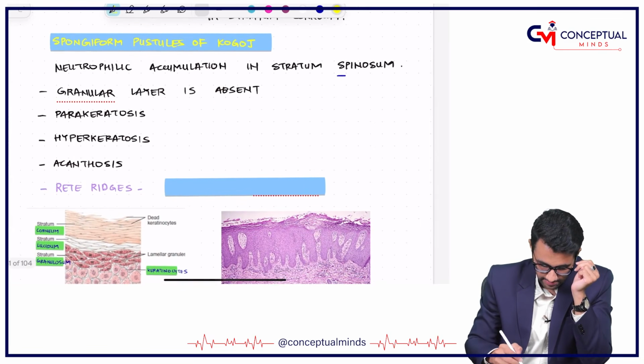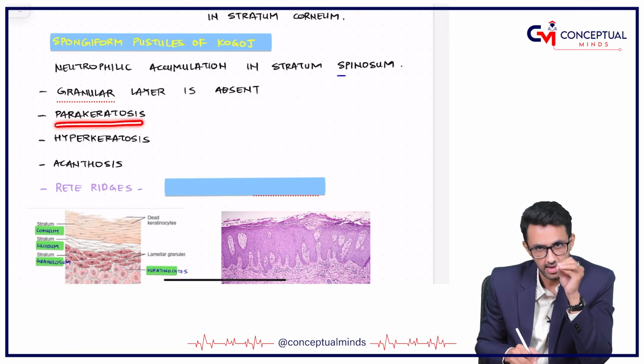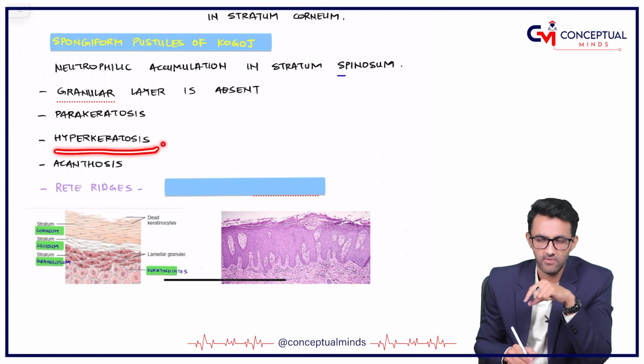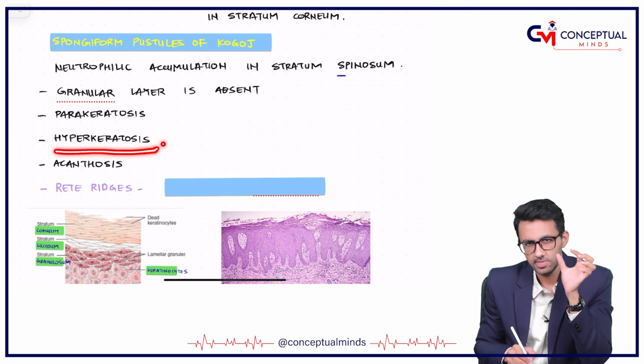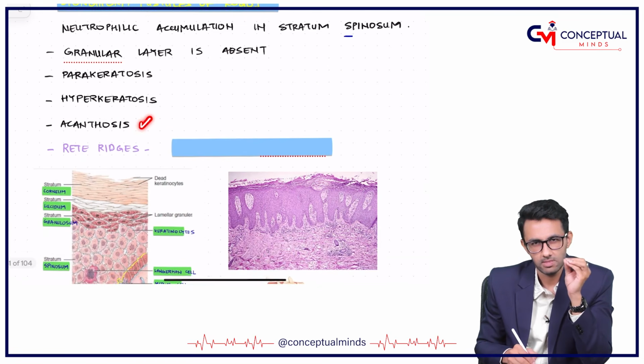The granular layer is absent, that is stratum granulosum, and it is also called stratum germinativum, absent in the findings. And we have parakeratosis, where there are active lesions only. Only at that spot do we have this finding. Hyperkeratosis is because of the proliferation of stratum basale. We have this finding. Acanthosis, I hope you guys remember now.